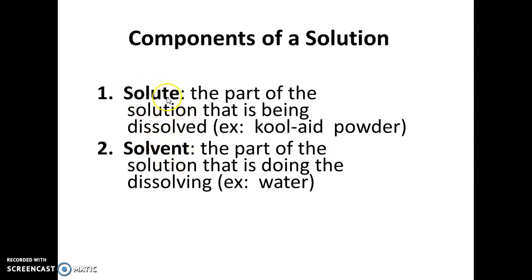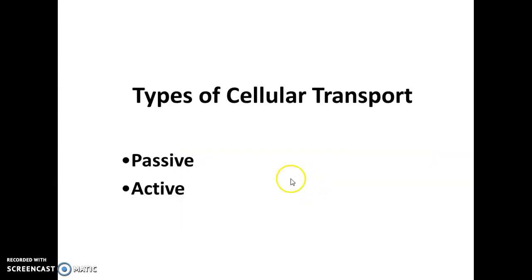So your solute is whatever you're dissolving. So this might be sugar, salt, anything along those lines. And then the solvent is the water, usually, or whatever liquid is doing the dissolving.